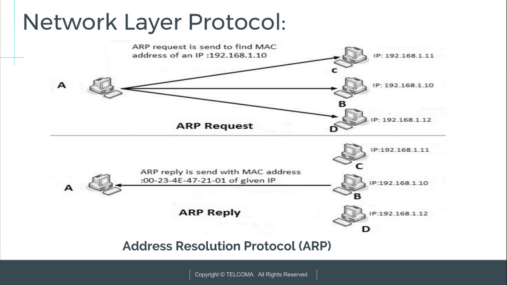The ARP request is sent to find the MAC address of the IP 192.168.1.10. This IP address represents computer B. So computer B gives the unicast message. The ARP reply is sent with the MAC address and the given IP address.